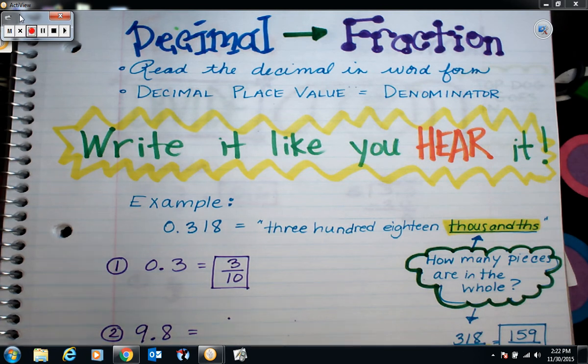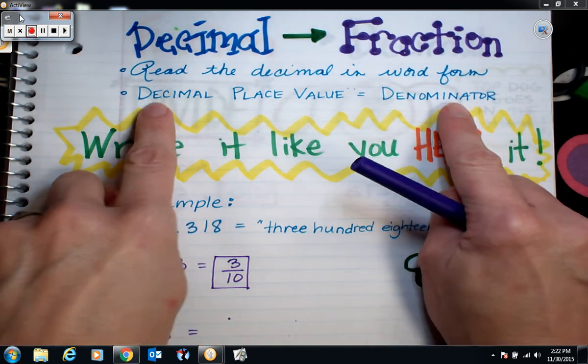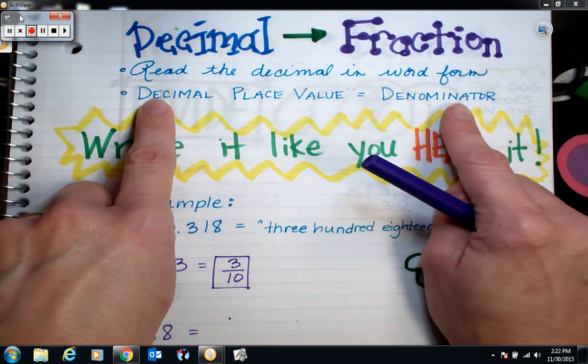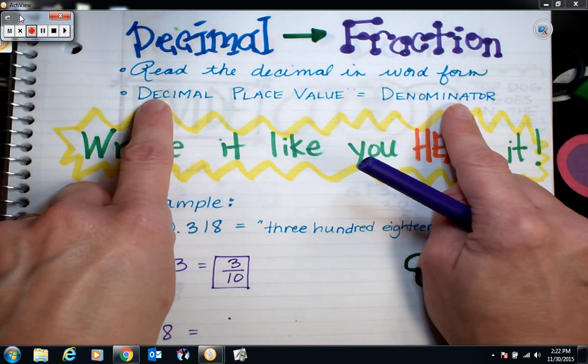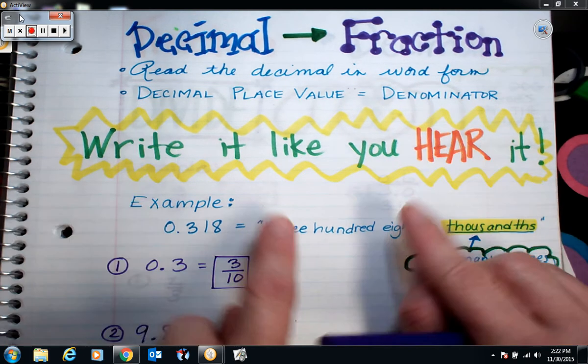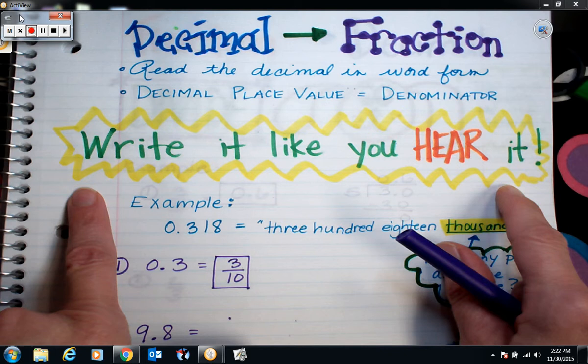So our first step to changing a decimal to a fraction was to read the decimal in word form. Then we remembered that our decimal place value helps with our denominator of the fraction because the denominator tells me how many parts are in the whole. And the decimal place value name at the end of the decimal word form also tells me how many parts are in the whole. So the big idea we want to remember is to write it like you hear it.